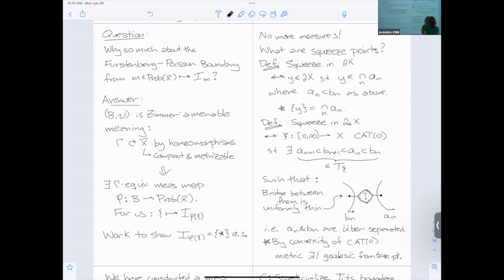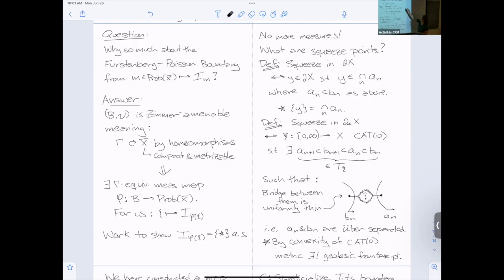It really means that there's one edge that takes me from this side in and then gets me back out on a different edge. And inside here, I have this uniformly controlled set, whatever that means. This comes from the fact that A_n and B_n are uber separated. I'm not going to define that either, but the bridge between them really looks something like this. And I have uniform control over this.